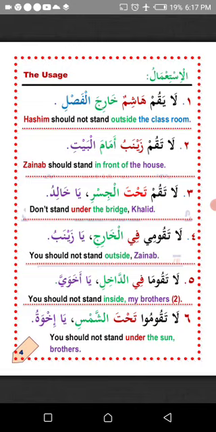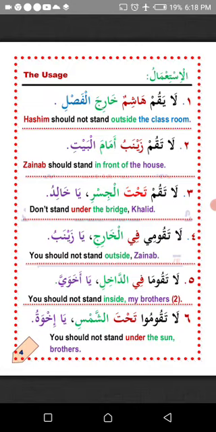لا تقومي في الخارج يا زينب. لا تقومي في الخارج, don't stand outside. يا زينب, Zainab. لا تقومي, don't stand. في الخارج, outside, or you should not stand outside. يا زينب, Zainab. خمسة, number 5.